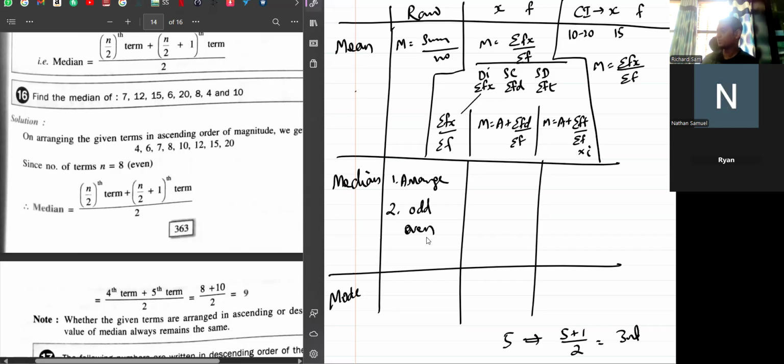How? If there are only 4, see here, my 4 fingers. If there are 4, who is the median here? Who's in the middle? There's 2 in the middle. So how will you find the median now? You cannot have 2 values. You need to have 1 value.